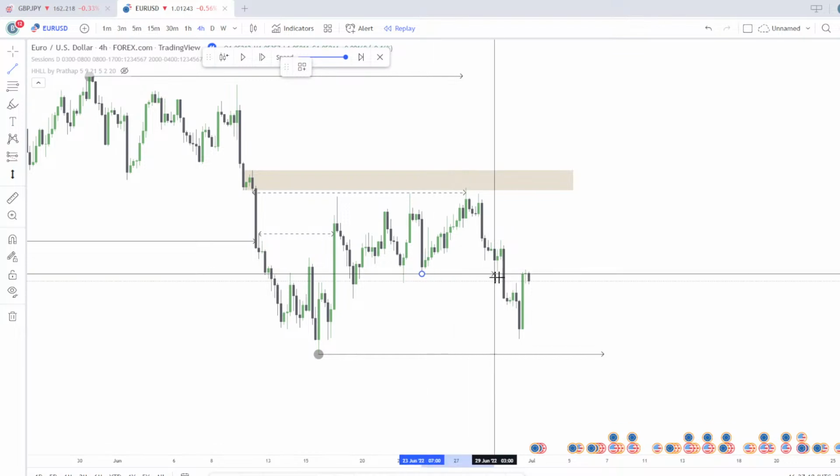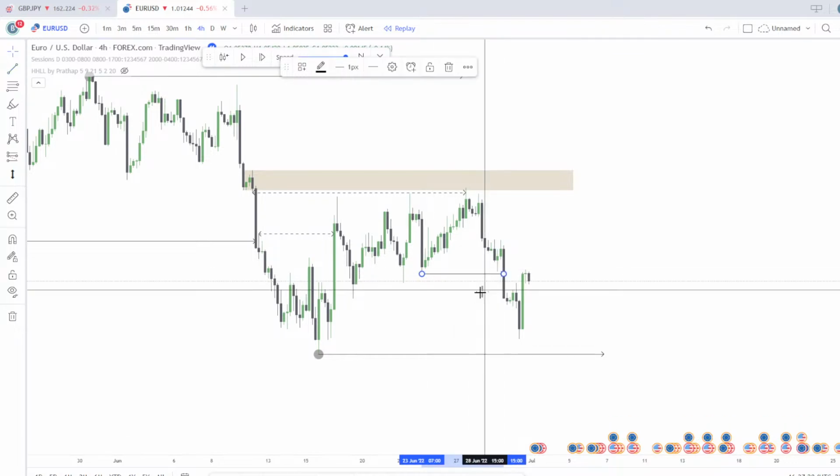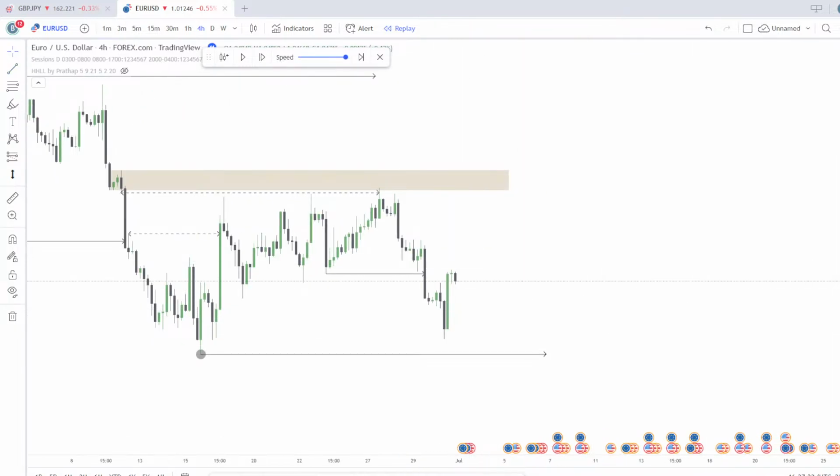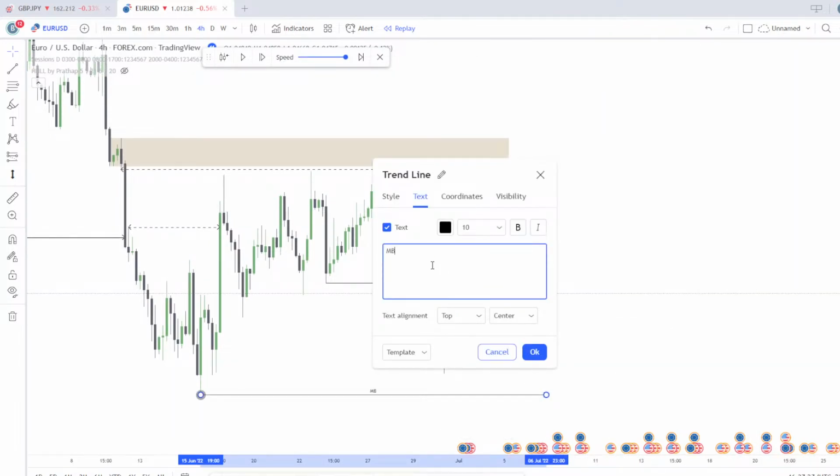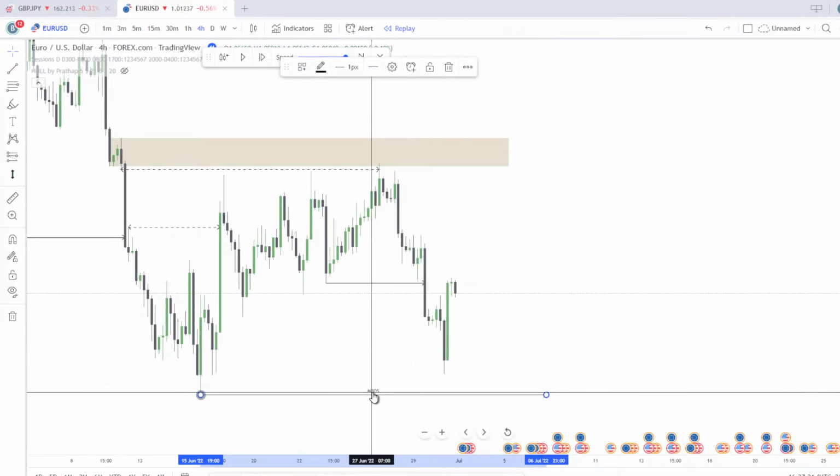Love it. It is my thing. We just got a break to the downside. What caused this break? We are trading Euro USD. That's the pair that we mainly focus on, brother.